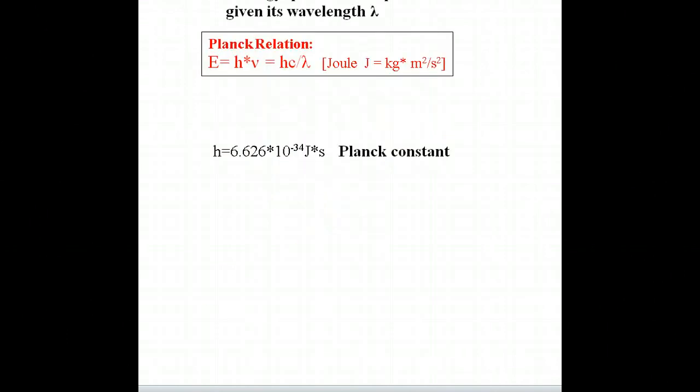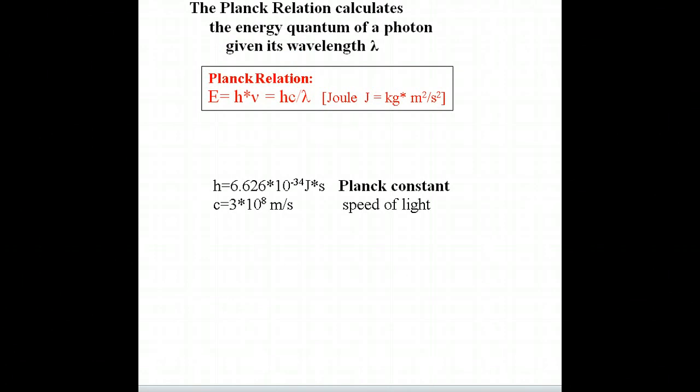The only thing that is new for you in this equation is the Planck constant h, which has the value 6.626 multiplied by 10 to the power of minus 34 joule second. This is one of the most important constants in physics. It is similar to the speed of light, c, which is 3 multiplied by 10 to the power of 8 meter per second. And there's nothing really to think about. The only thing is you could memorize this Planck constant to have it always available in your mind. It is not that difficult.